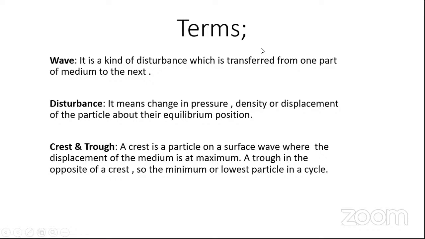And terms. Before we go for interference, we must know about different terms. Wave: it is a kind of disturbance which is transferred from one part of a medium to the next. And disturbance means change in pressure, density or displacement of the particles about their equilibrium positions. Disturbance is due to waves.